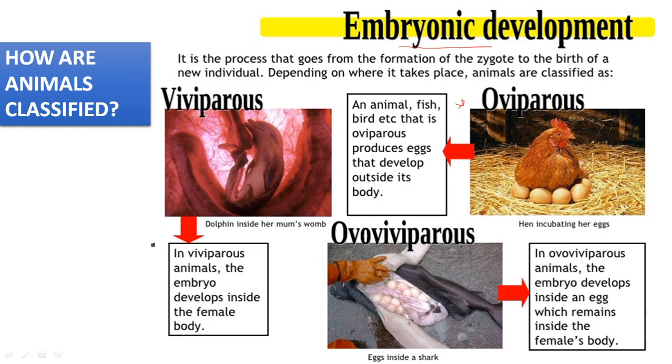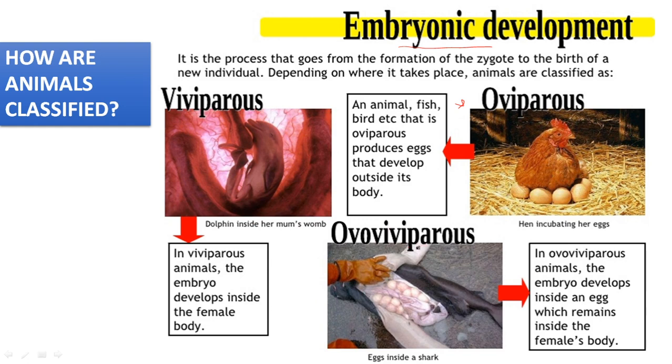On the other side, we have viviparous. Viviparous are animals in which the embryo develops inside the female body. Okay? This is the example of a dolphin. This is a baby dolphin that is growing inside its mom's womb.